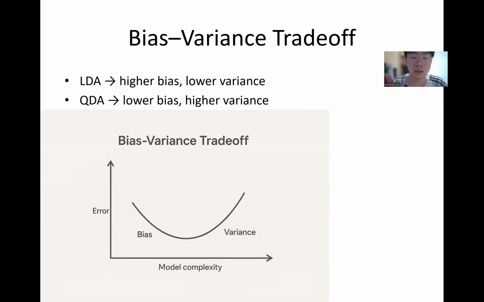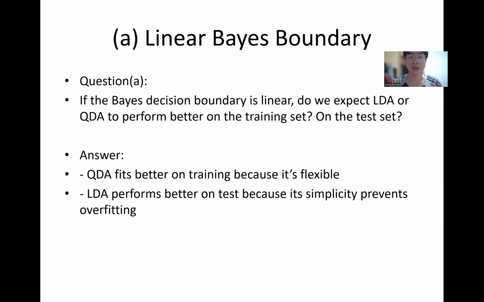Let's apply. We got four questions. The first question, question A: if the Bayes decision boundary is linear, do we expect LDA or QDA to perform better on the train set or on the test set? When the real boundary is straight, LDA's assumption is exactly correct.